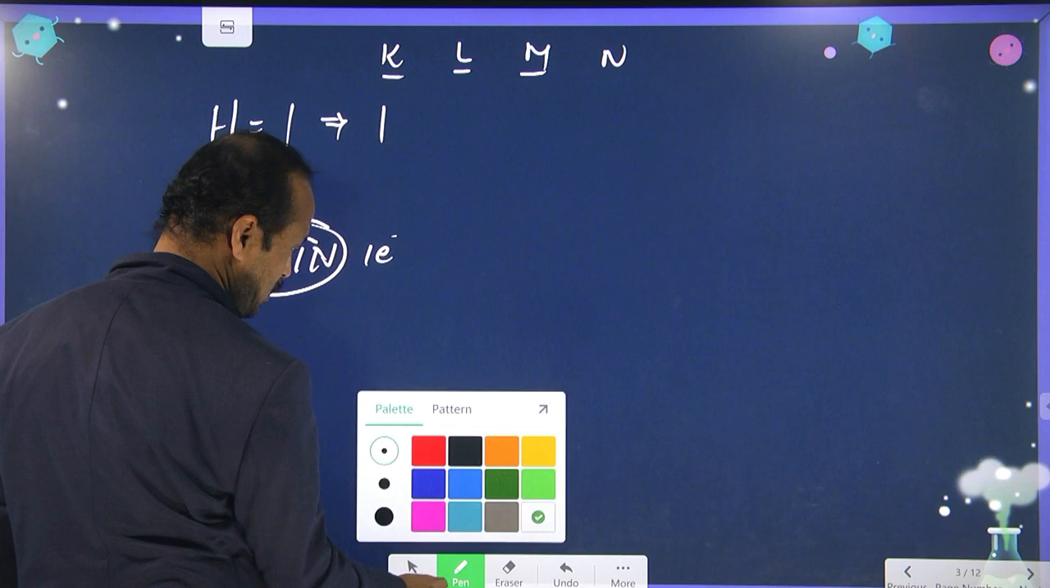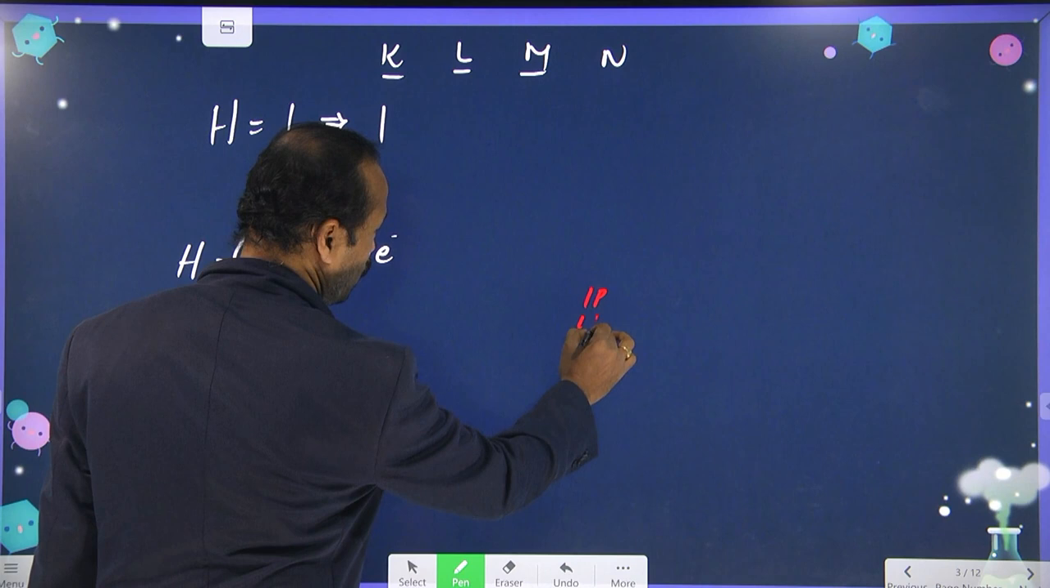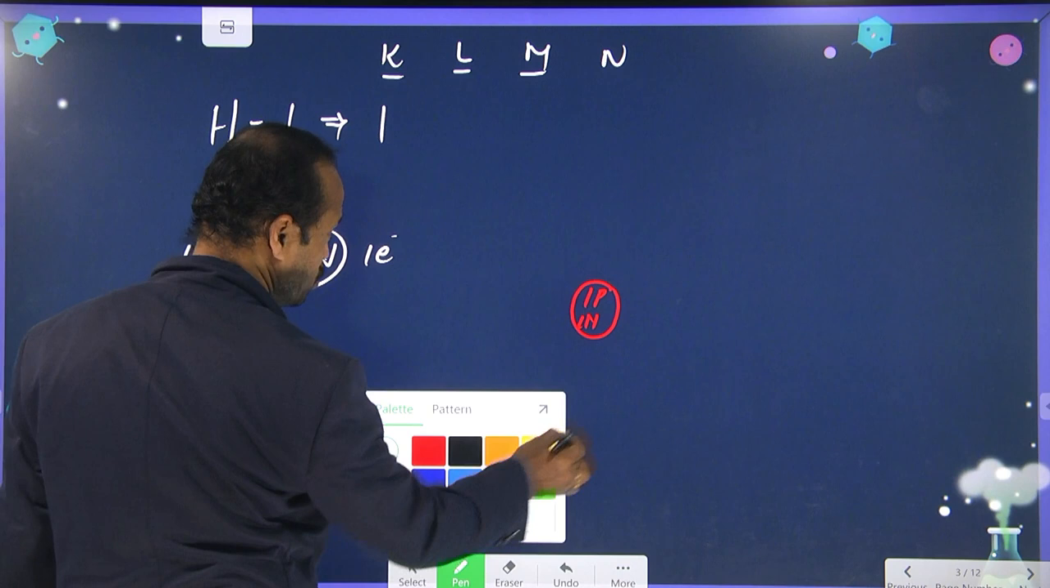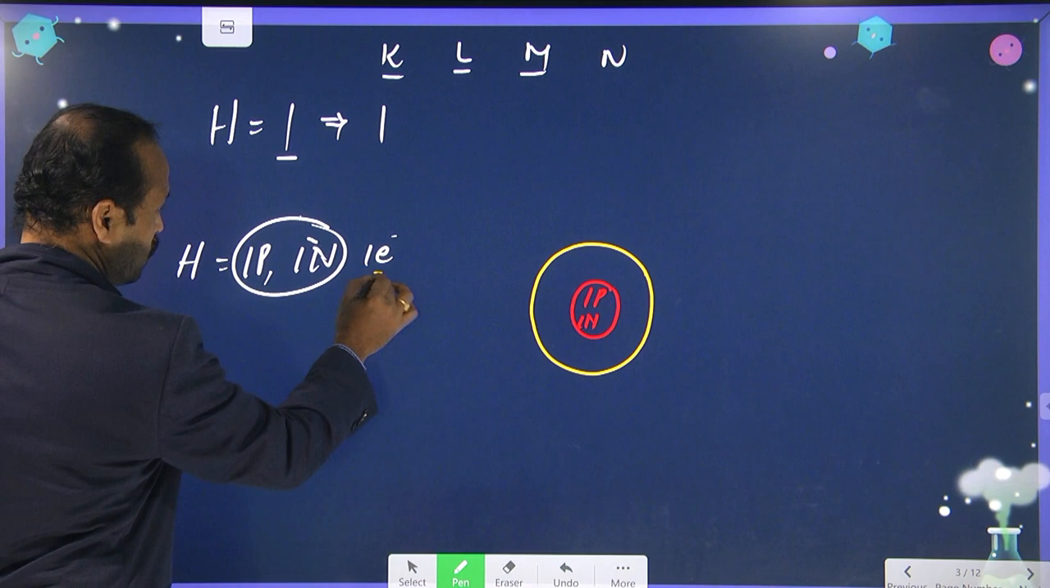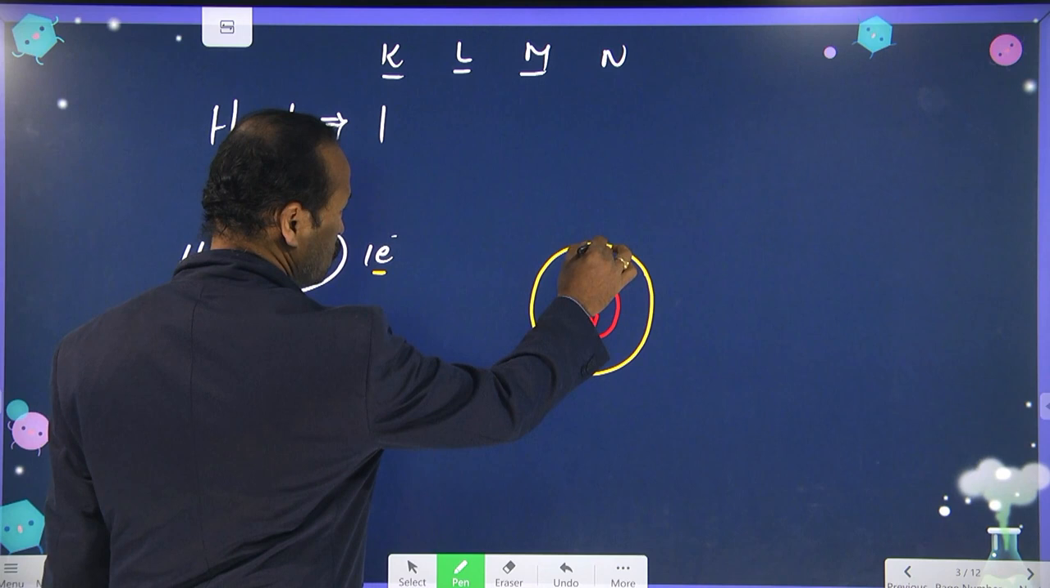So let us draw the nucleus. This is one proton and one neutron. This is the nucleus, and it has one shell, only one shell. Now it has one electron. You know that the electron will be revolving around the nucleus, so I'll put the electron here. This electron is revolving around the nucleus.